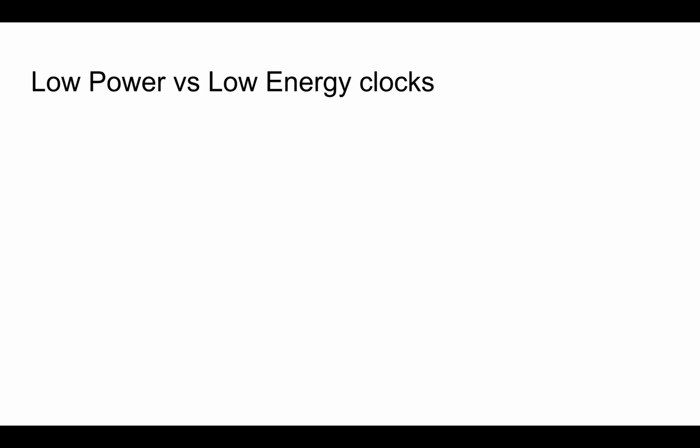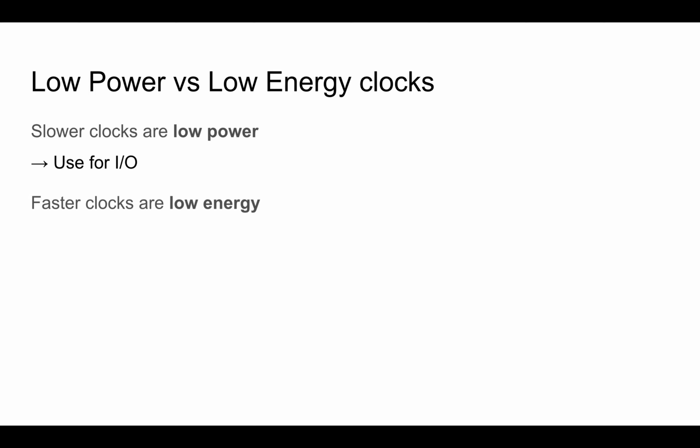The combination of dynamic and static power means that slower clocks are low power. They use less dynamic power and therefore less power at any given moment of time. This makes them energy efficient for fixed time operations, such as I/O. Faster clocks, on the other hand, are low energy. Static power is amortized over more clock ticks, so the energy per clock tick cost is lower. This makes them energy efficient for operations that complete faster when a faster clock is used, such as compute.